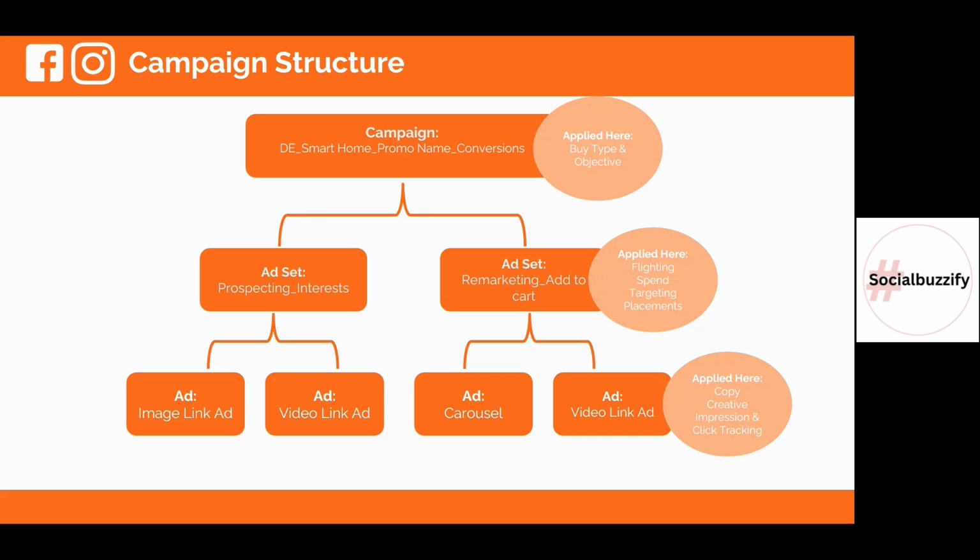At the ad set level, you determine who your target audience is and what placements you want to show your ads on and how much you want to spend. You can set a daily and lifetime budget on each ad set. So Facebook will automatically allocate your budget to get the best result of your ad set. And at the ad level, you create the actual ad.